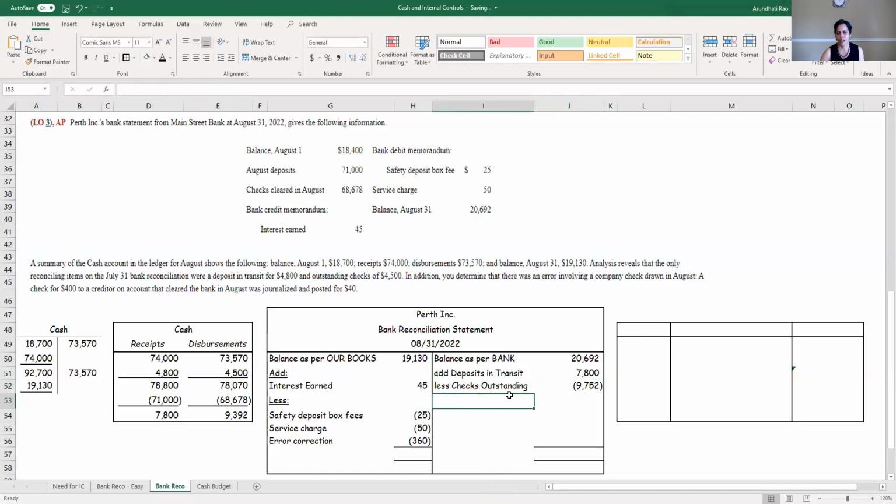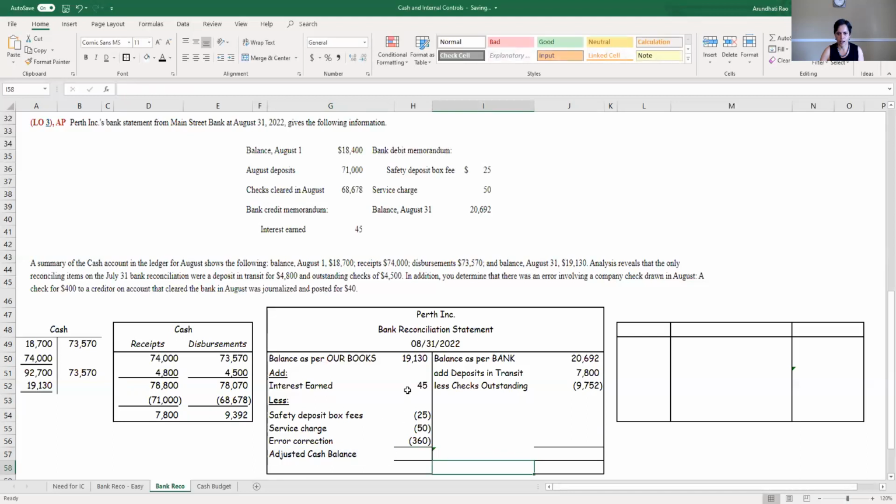At this point, I've taken all the information and placed it in the appropriate sections in the bank reconciliation statement. Assuming I've done this correctly, I should arrive at the adjusted cash balance. Let me change the color here. On both sides, I should have the same number.